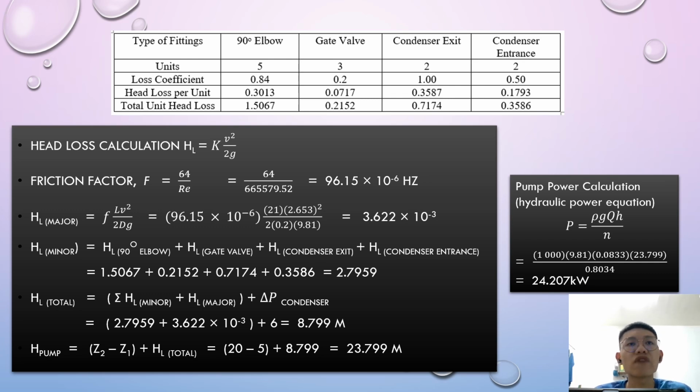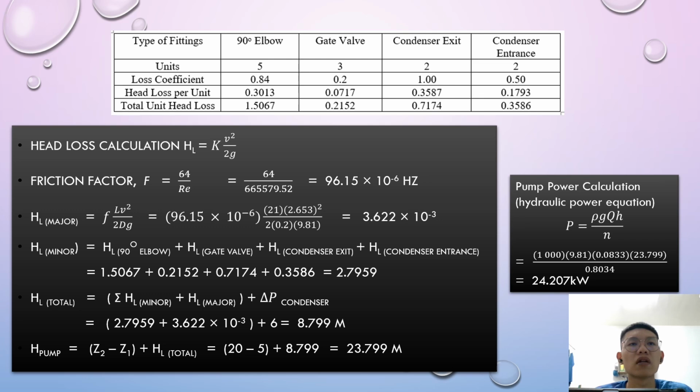So for the friction factor, the formula is f equals 64 over Reynolds number. Then we will get the friction factor of 96.15 times 10 to the power of negative 6. Then we will find the major head loss. The formula for the major head loss is f multiplied by L V squared over 2 D g. Substituting all the values, we will get 3.622 multiplied by 10 to the power of negative 3.